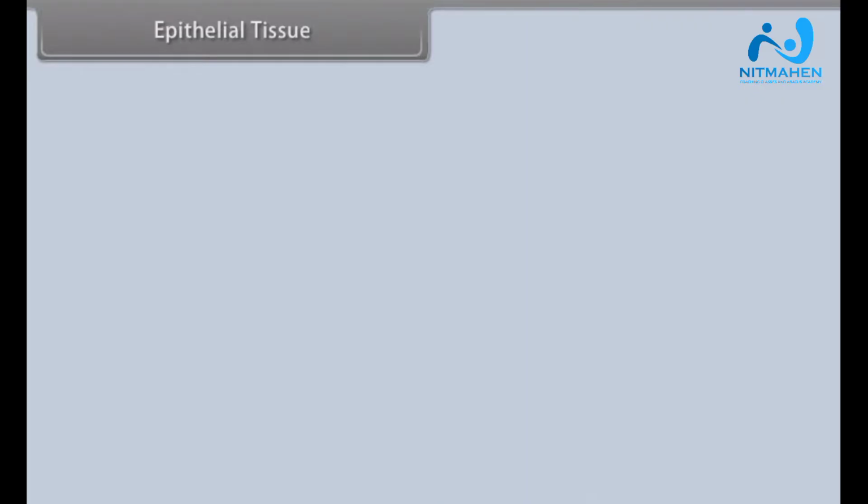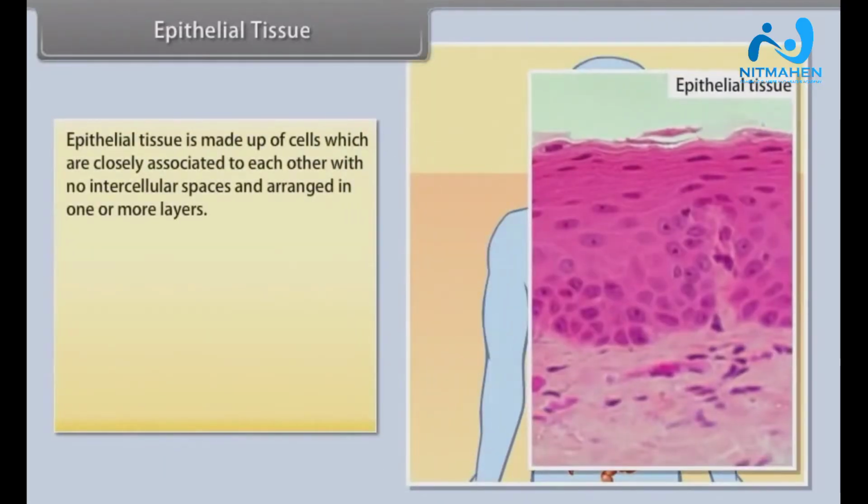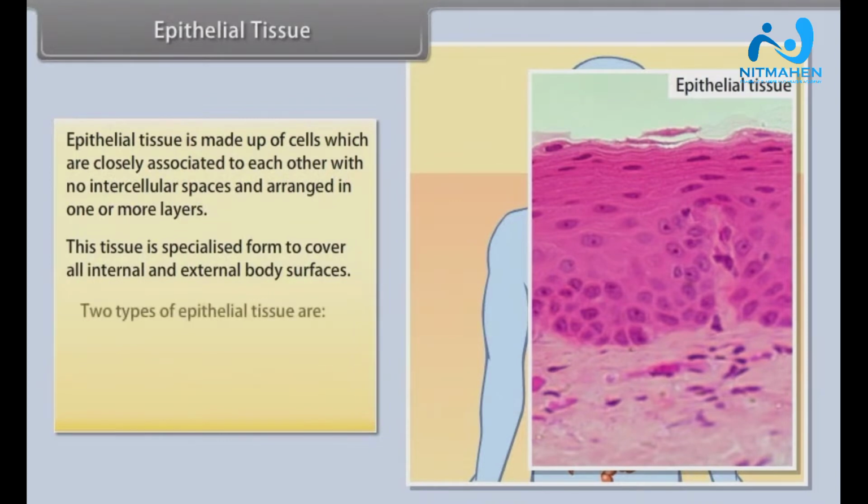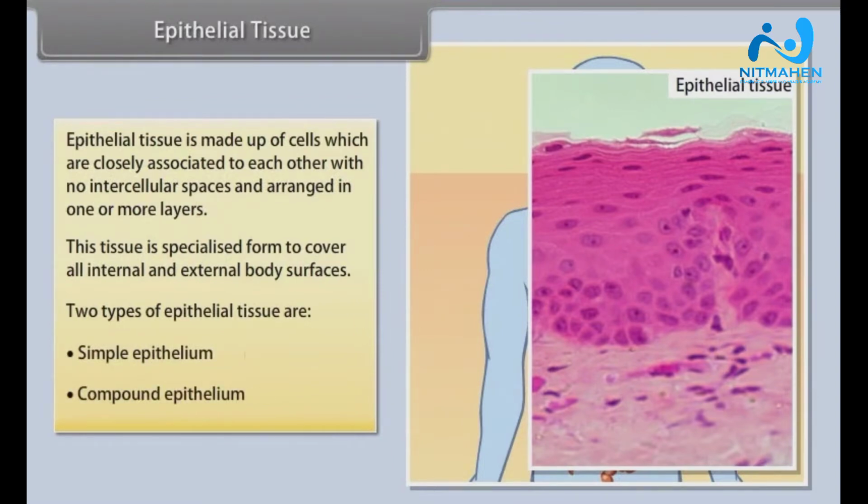Epithelial tissue. Epithelial tissue is made up of cells which are closely associated to each other with no intercellular spaces and arranged in 1 or more layers. This tissue is specialized form to cover all internal and external body surfaces. The 2 types of epithelial tissues are simple epithelium and compound epithelium. Let's know about them in detail.